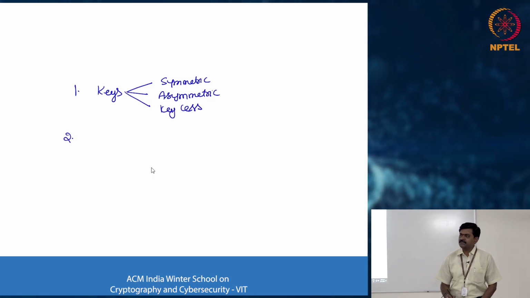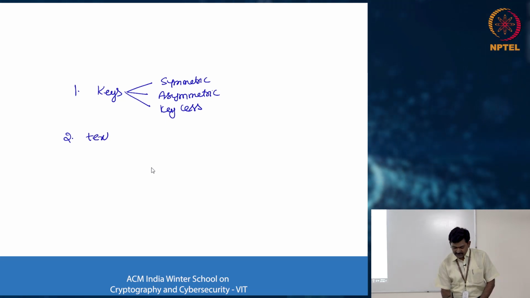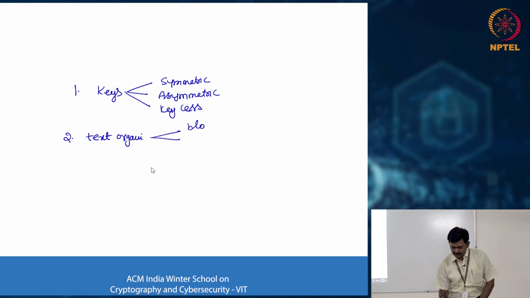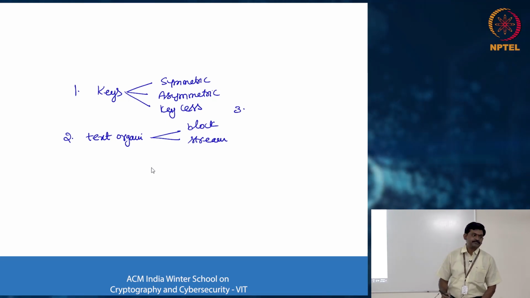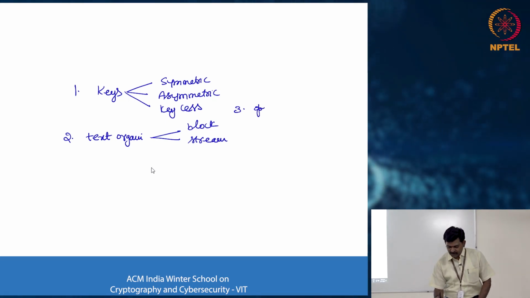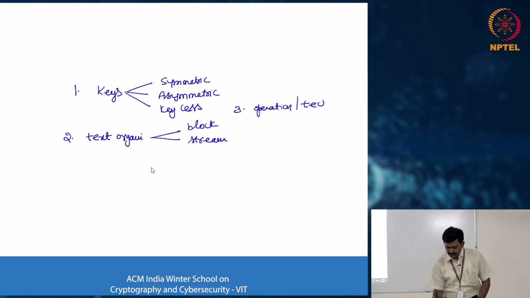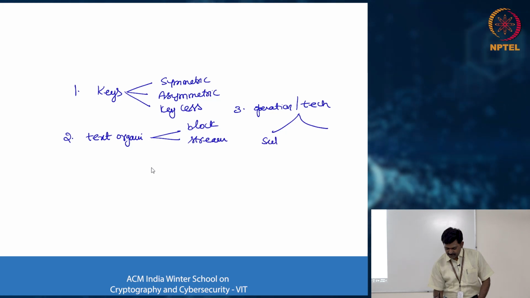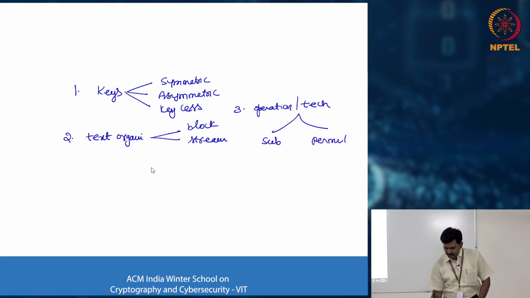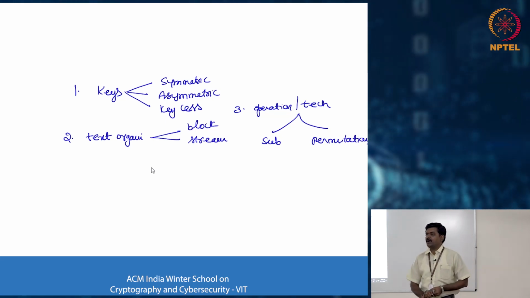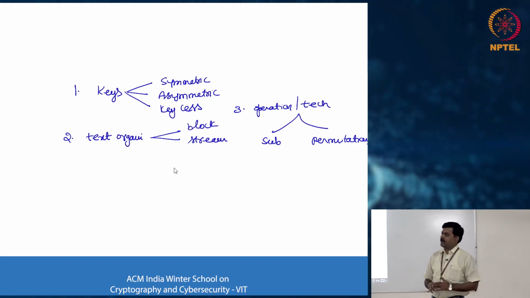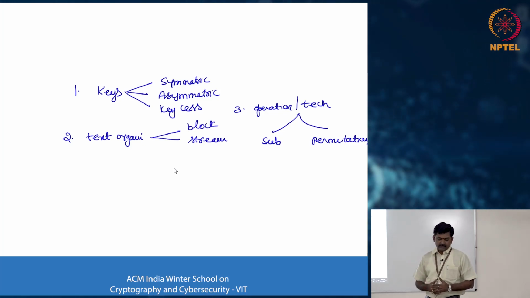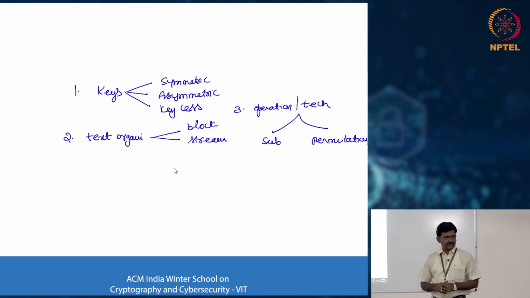The other classification, what is that? The way the text is organized. You have block and you have stream. And what is the third one? The operation, or technique. So we saw two types: the substitution and the permutation. All the classical ciphers we saw are either block based or stream based, and similarly they follow either substitution or permutation.